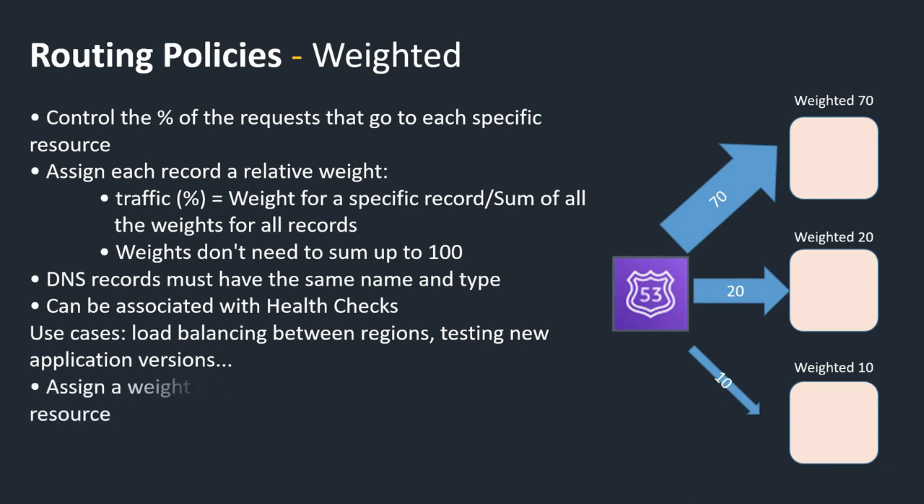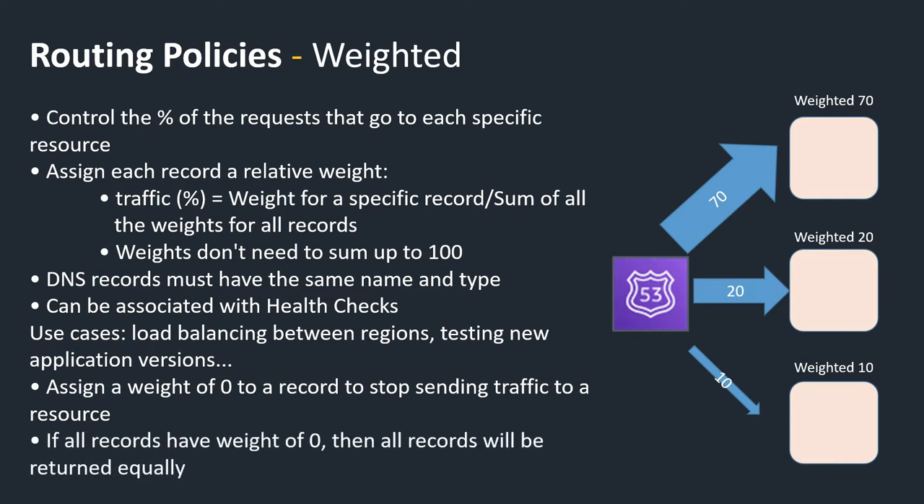And then if you are sending a weight of 0, then you are going to stop sending traffic to a specific resource, so you can shift weight over time. And if all the resource records have a weight of 0, then all records will be returned with equal weights. So that's it for this weighted routing policy.